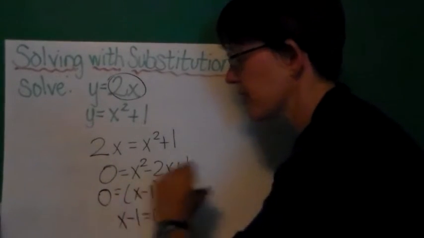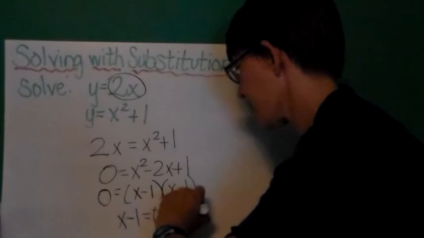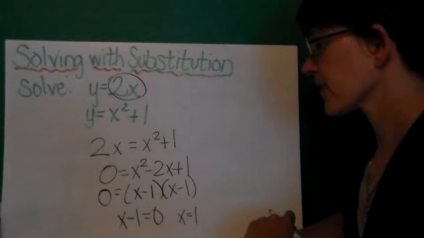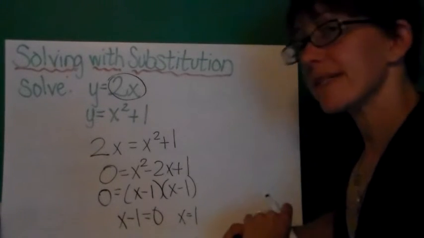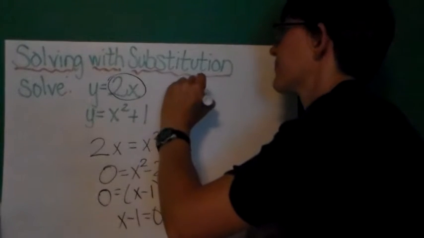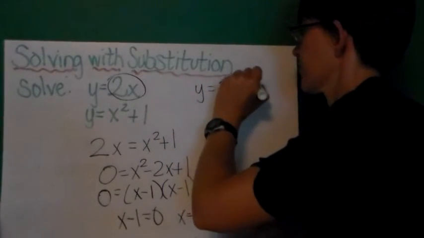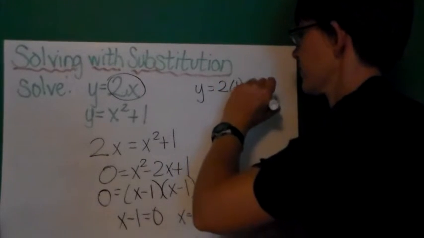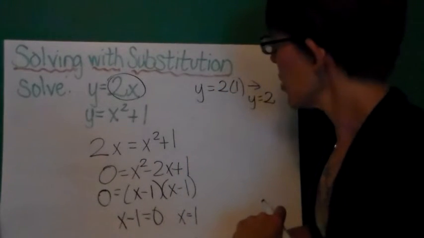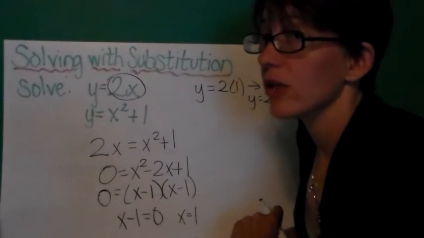Setting the first factor, and in fact the only factor, equal to 0, I'll get x equals 1. Okay, so if I substitute this into either one of my equations, so it looks like my single point of intersection is going to be 1, 2.